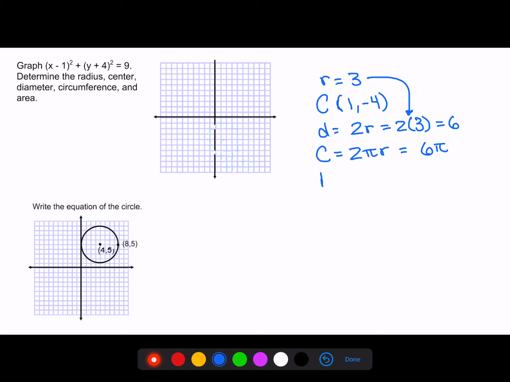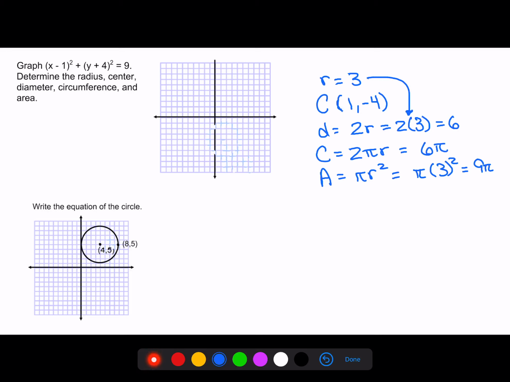And then lastly, our area is equal to pi r squared. Our radius in this case is 3 once again, so we have pi times 3 squared, which is equal to 9 pi. Now again, on the homework, these should be rounded to the nearest tenth for you. So make sure that you guys round those to the nearest tenth. Then everything else should be pretty cut and dry.